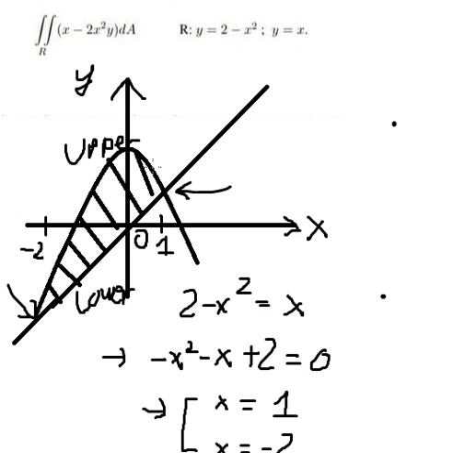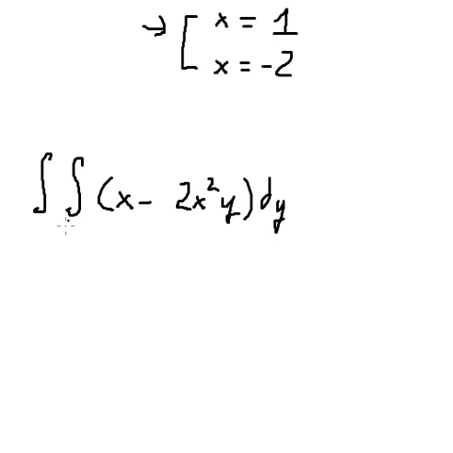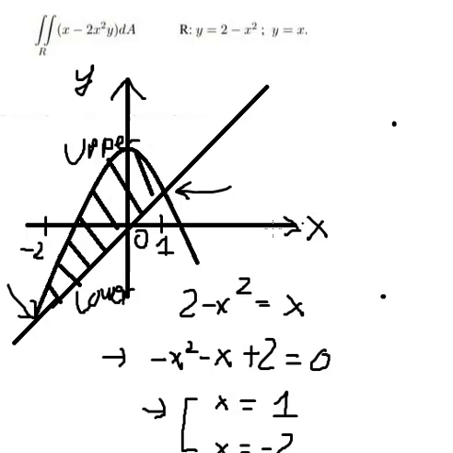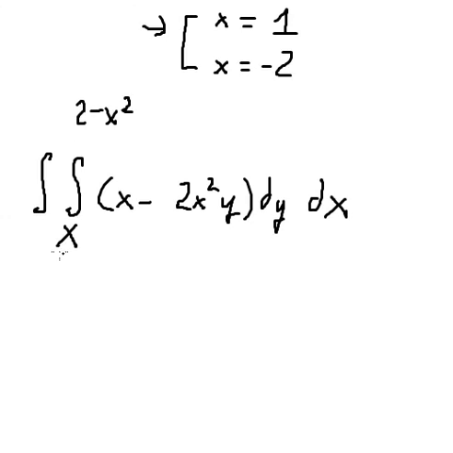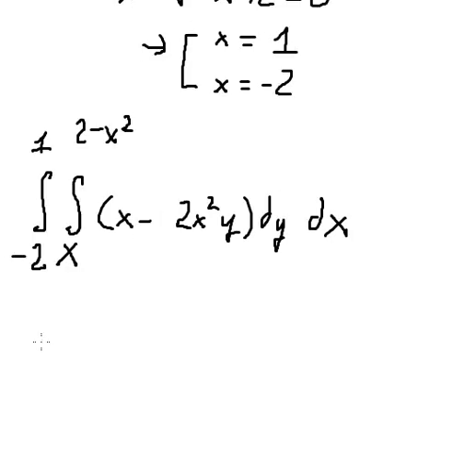For dy, we see that y is greater than x and smaller than 2 minus x squared. So this one is x, this one is 2 minus x squared. For x, we have from negative 2 to positive 1. So they start from negative 2 to positive 1. Now we need to find the value of this one.